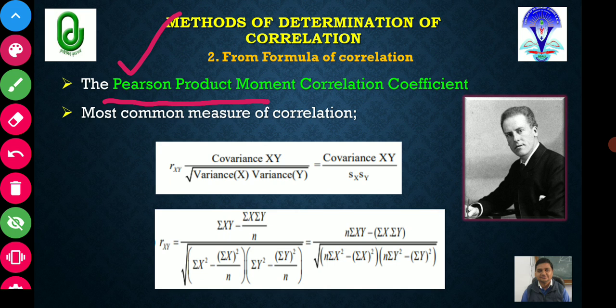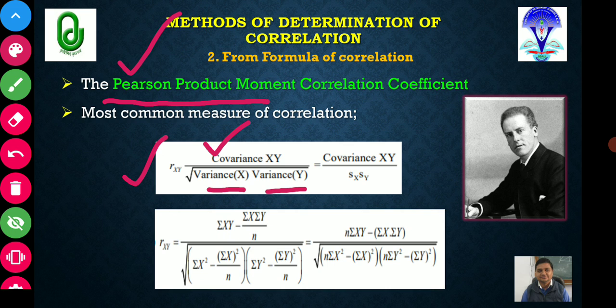This is the most common measure of correlation. Here I have already described it: the correlation between x and y. Suppose x and y are two variables. The correlation between x and y will be represented by the covariance between the two variables, that is covariance of x and y, and the geometric mean of the variance of x and the variance of y. So this is the broad formula of the correlation coefficient.